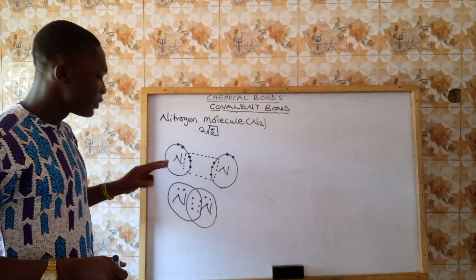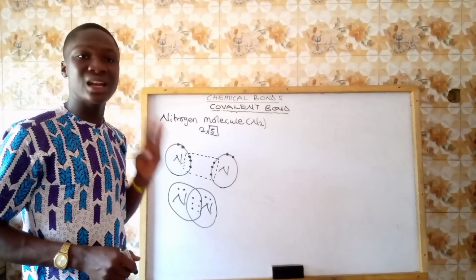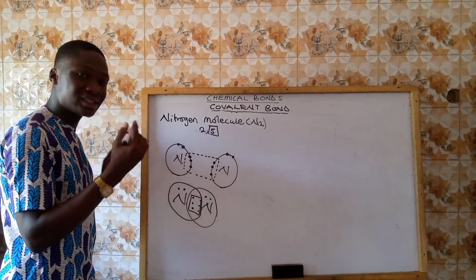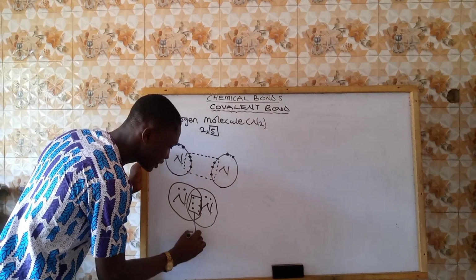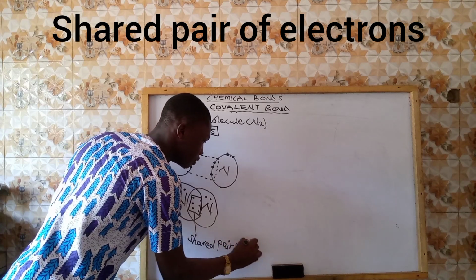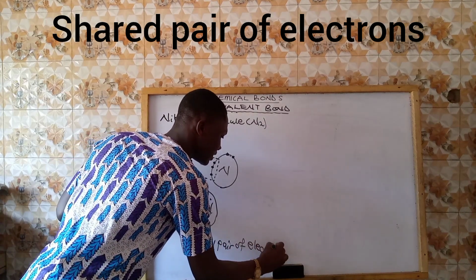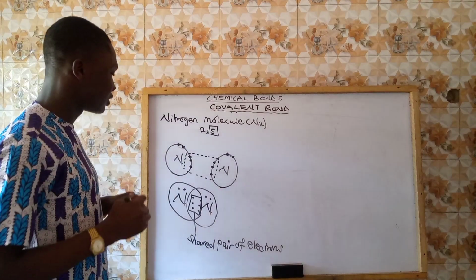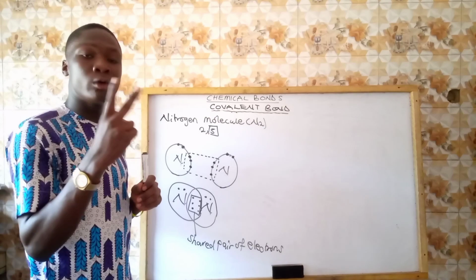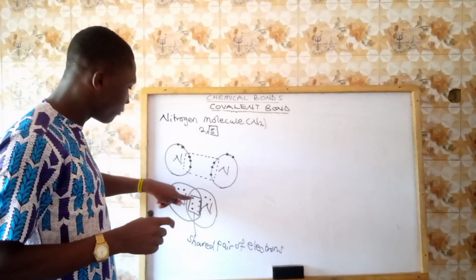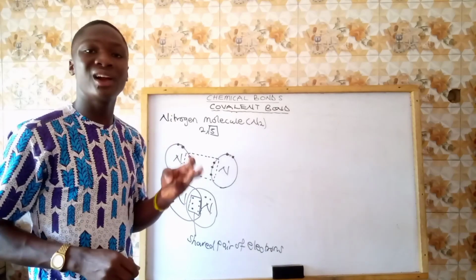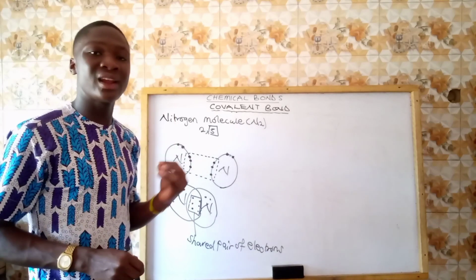Since we have 3 shared pairs of electrons, these electrons here in the middle, which are being shared, are called shared pairs of electrons. Note that 2 electrons will form just a pair. So we have 1, 2, 3: 3 shared pairs of electrons. So you get 3 covalent bonds, or a triple covalent bond.